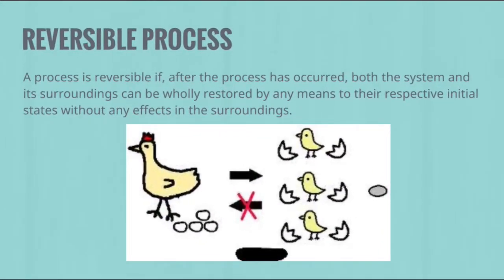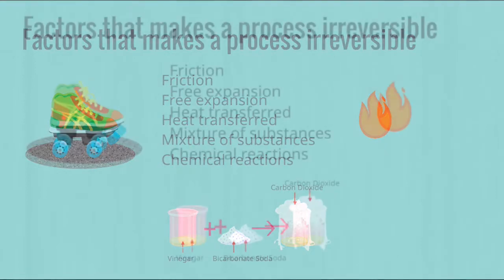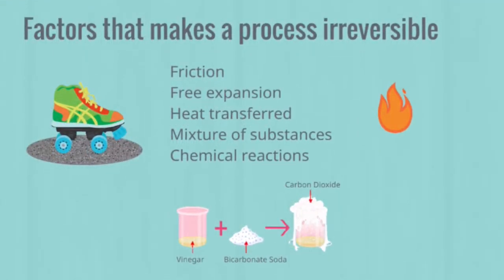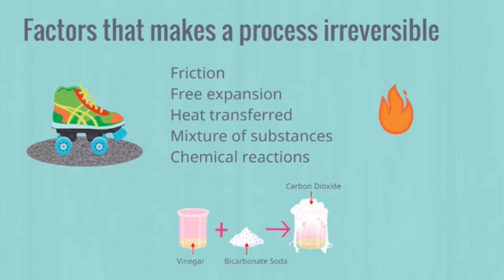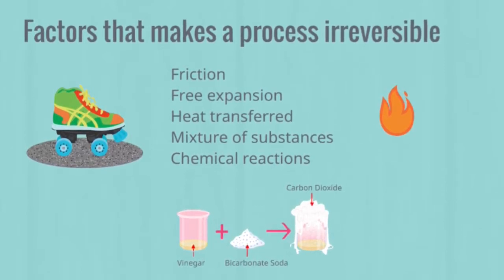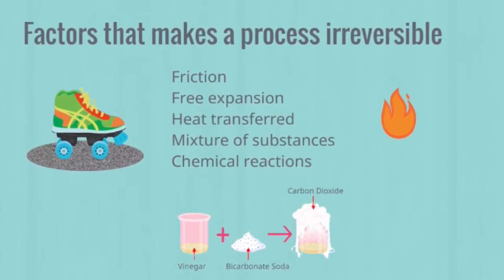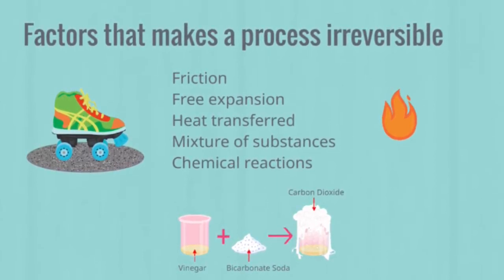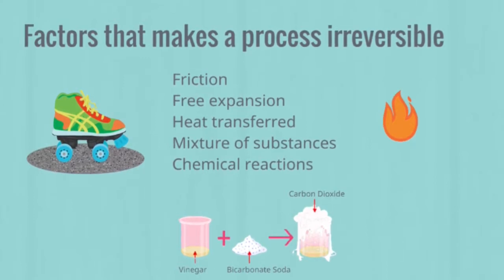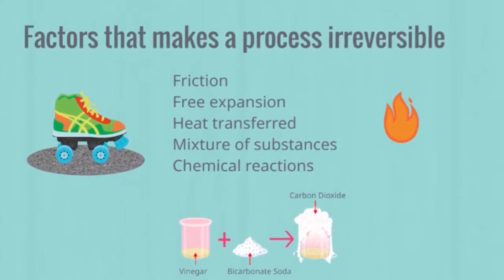A process is reversible if it can spontaneously reverse its direction such that both the system and its surroundings can be wholly restored to their respective initial states without any effects in the surroundings. A process is irreversible when its time-reversed version cannot happen spontaneously. For example, a hot cup of tea left on its own to cool down will never get heated up all by itself. Similarly, an egg falling on the floor and cracking open will never reassemble itself.